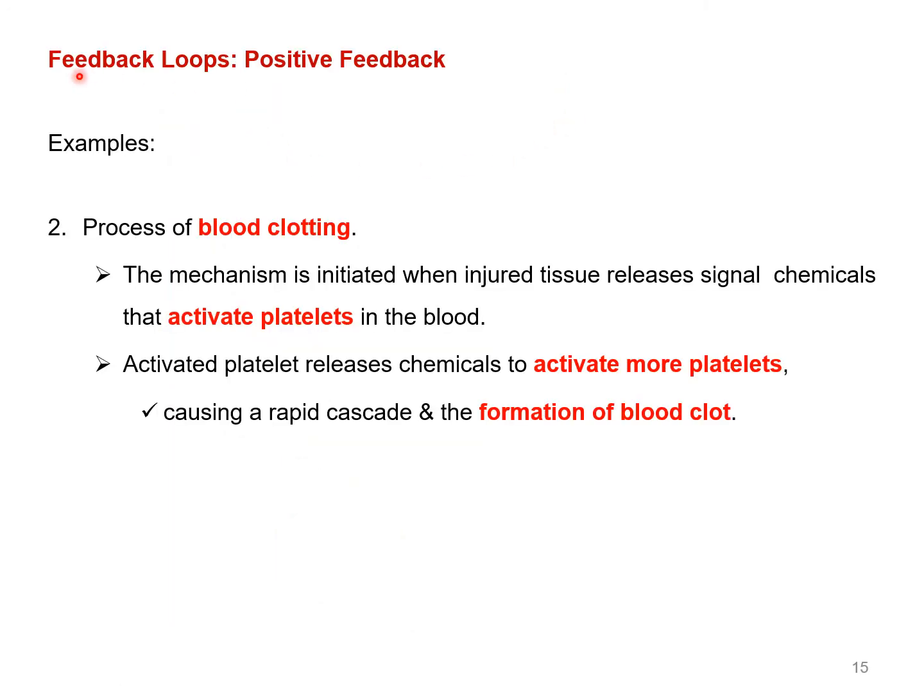Okay, so the third example is blood clotting. The mechanism is initiated when injured tissue releases signal chemicals that activate platelets in the blood. The activated platelets release chemicals to activate more platelets, causing a rapid cascade and the formation of a blood clot. So blood clotting is an example of positive feedback, where a platelet activates more platelets to form a blood clot.